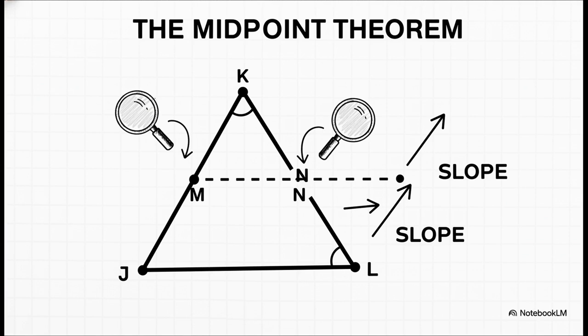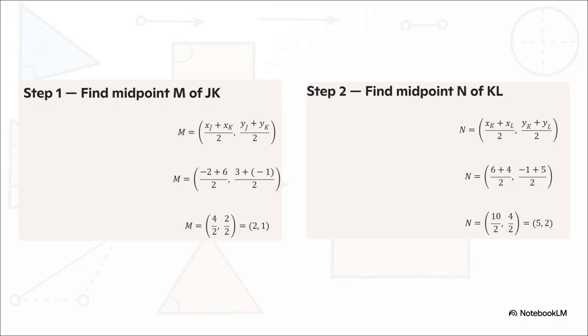So here's our game plan. Find the midpoints M and N, and then compare the slope of our new segment MN to the slope of the base, JL. All right, first up, we're grabbing our midpoint tool. We find the midpoint M of the side JK by just averaging the x and y coordinates, and that gives us the point (2, 1). We do the exact same thing for side KL, and its midpoint N is located at (5, 2).